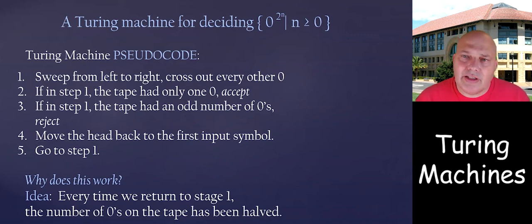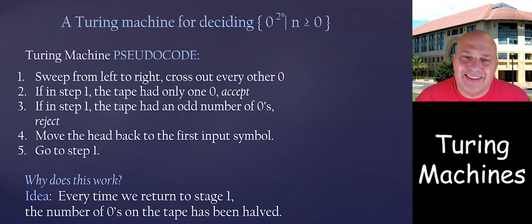And if it's not 0 to the 2 to the n, but anything else, then at some point we're going to halve it, and at some point we're going to encounter an odd number of zeros, which is not 1, and then we're going to reject. Okay, so now brace yourself.